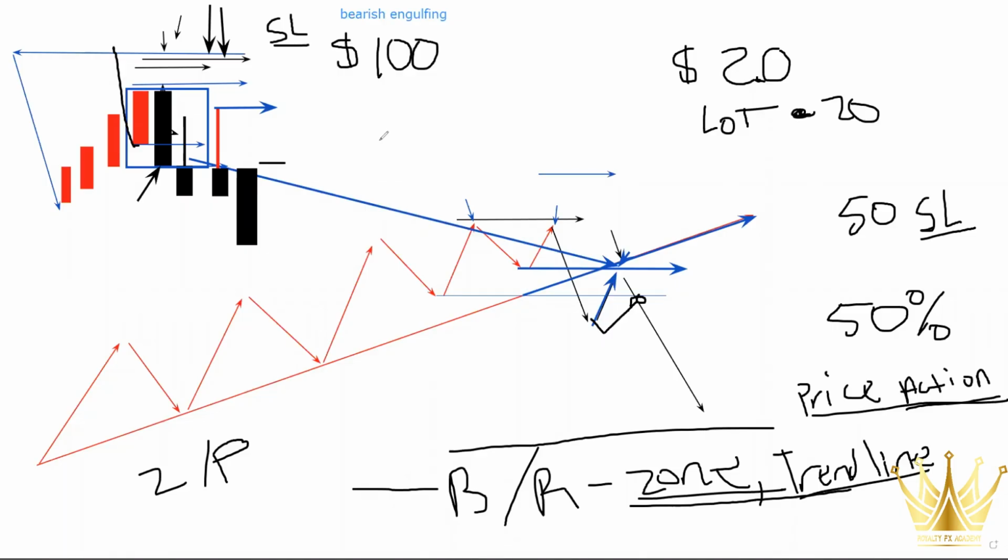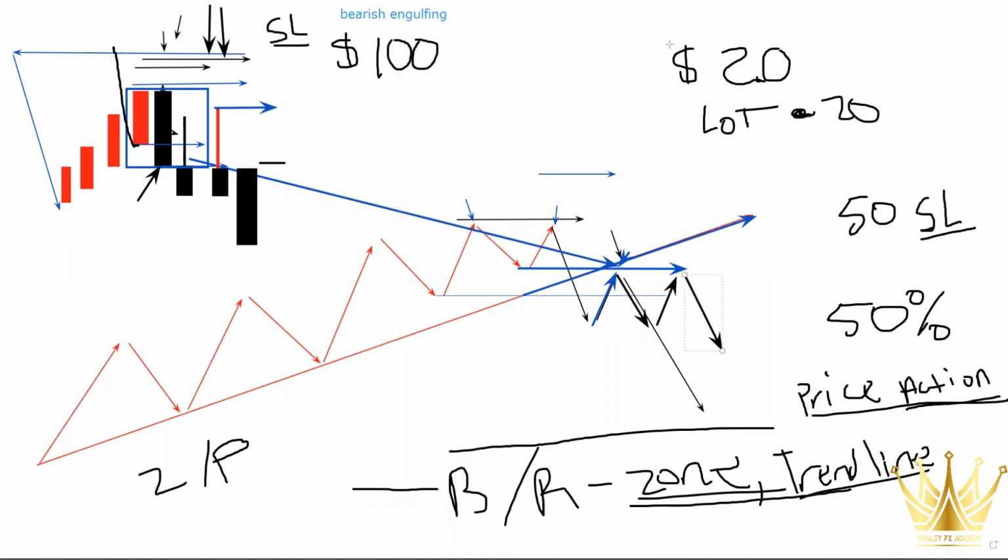Bearish engulfing at a resistance area, at a double top, resistance area, break and retest. Sometimes you will get a break and retest that gives you a double top.